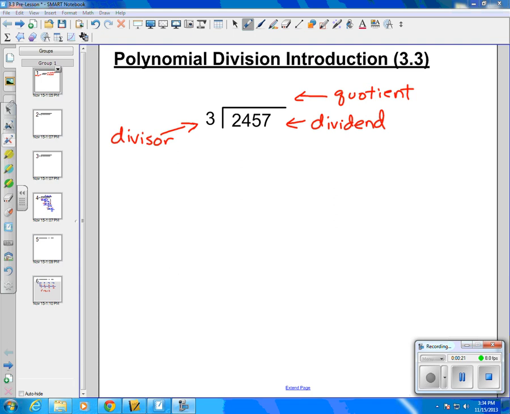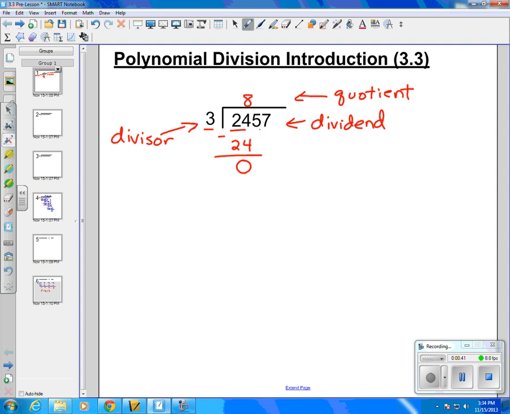To start with, we will take our divisor and see how many times it goes into the first two digits of our dividend, 24. So 3 goes into 24 8 times. Once we have a term in our quotient, we'll multiply it by the divisor. So we will do 8 times 3. 8 times 3 gives us 24. After we complete that multiplication, we will always subtract. So 24 minus 24 comes out to be 0.